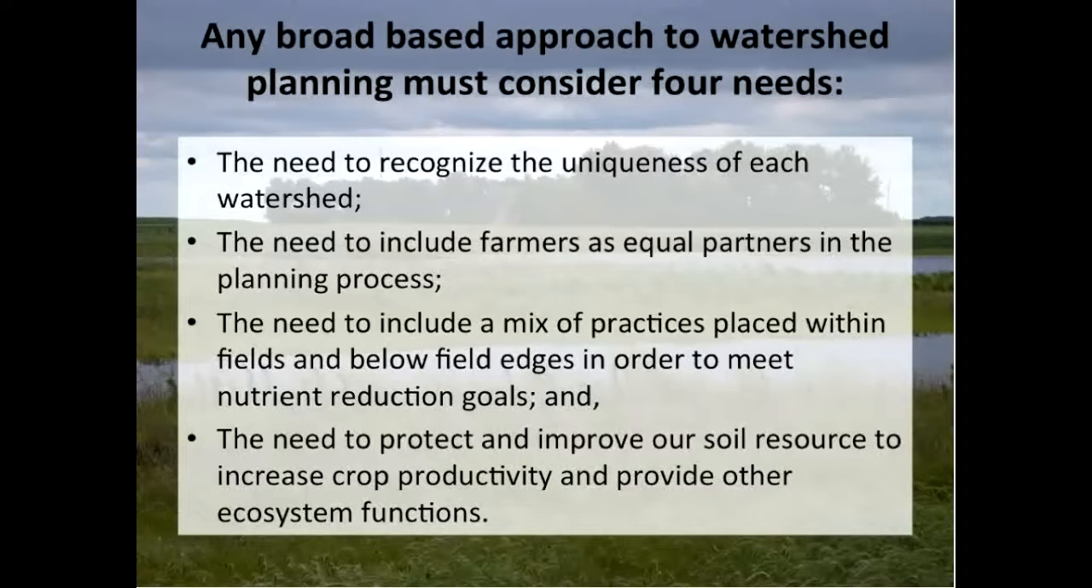And first, each watershed is unique. I think we all recognize this. There's no two watersheds that are alike. The other piece that's really important is to be able to include landowners and farmers as partners in the planning process. We need to be able to do that. The third piece is that we know that there's not going to be a silver bullet out there. We're going to need a mix of practices. We need practices applied within fields and down below fields, right to the riparian zone, to be able to meet our water quality goals.